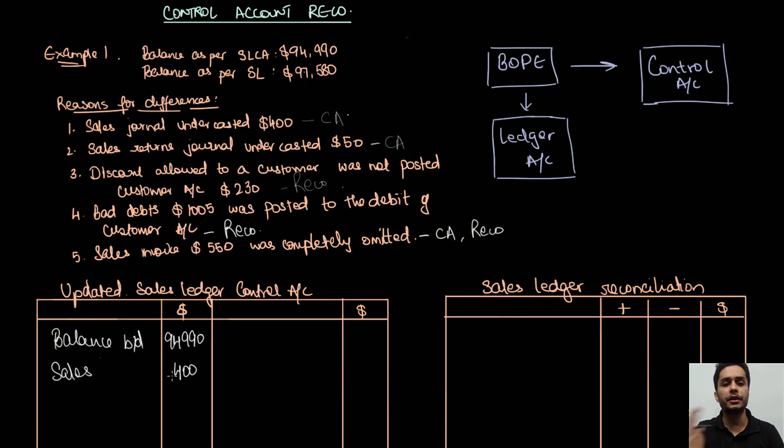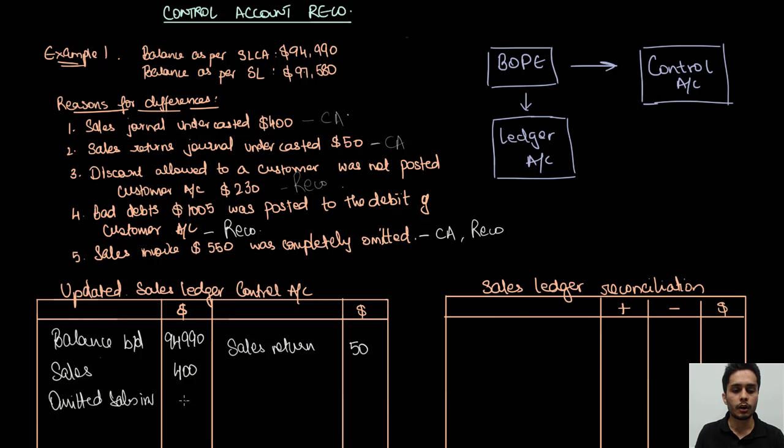In the same way, sales returns journal, if I have to correct that, I'll have to increase the sales returns in the control account. For that, I'll have to credit the control account with the undercasted amount, sales returns 50. And the fifth error, sales invoice 560 was completely omitted. I'll have to record this additional sales to correct my control account. So omitted sales invoice of 560. Once this is done, control account is updated.